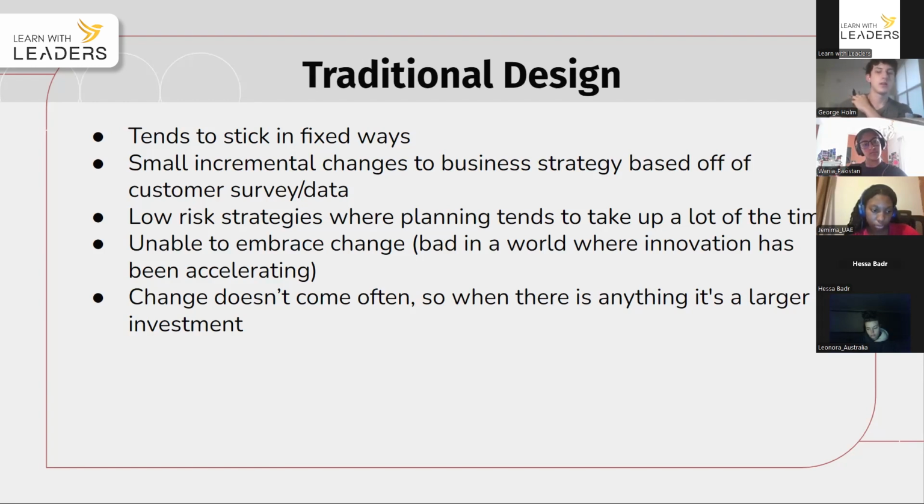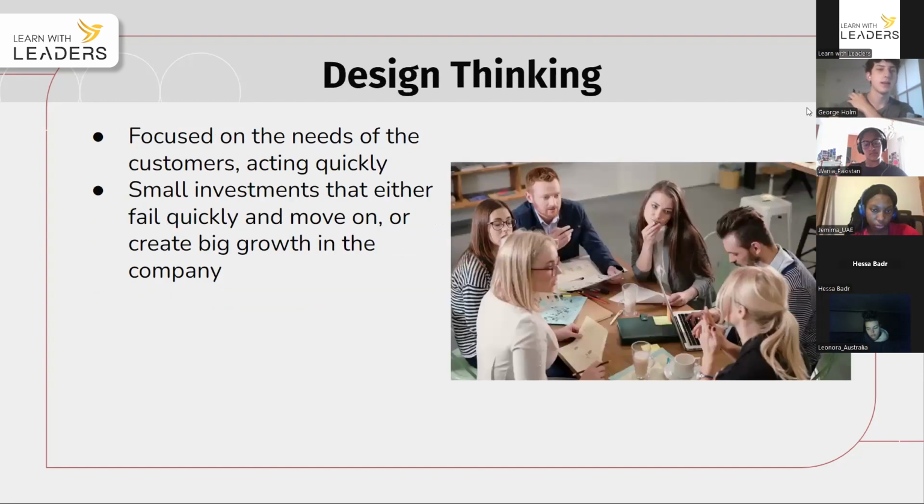So when we're thinking about a design thinking mindset, it's trying to focus on the needs of the customers, acting quickly, as we said earlier. And in general, this is going to look like small investments that either fail quickly and move on, or actually create big growth in the company or whatever product you're talking about. So this is a very crucial part.